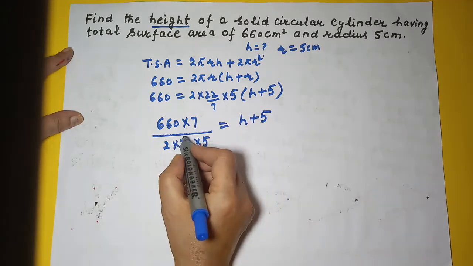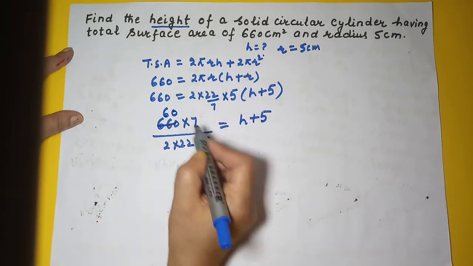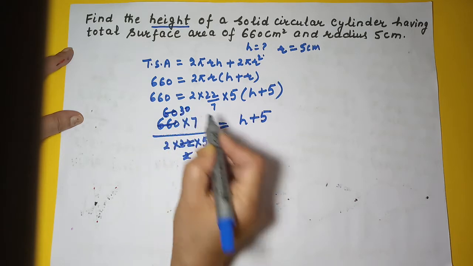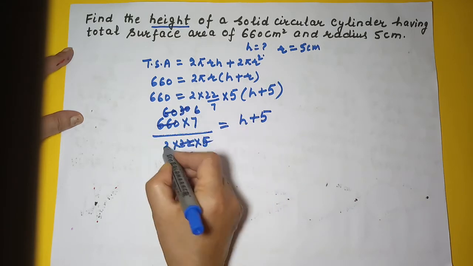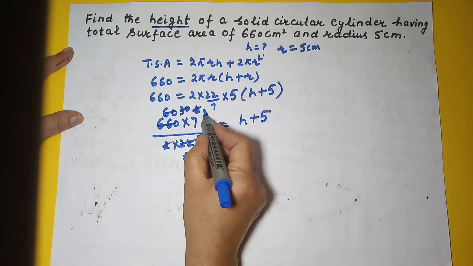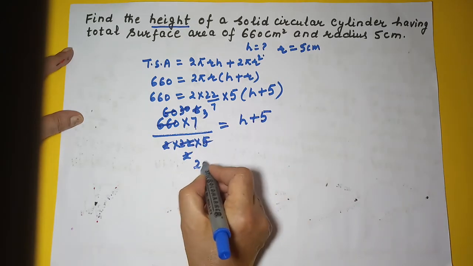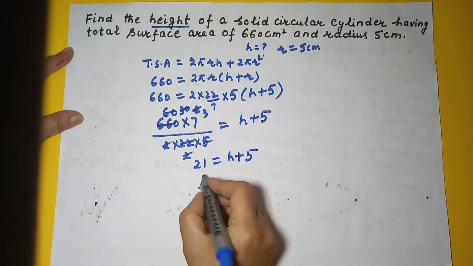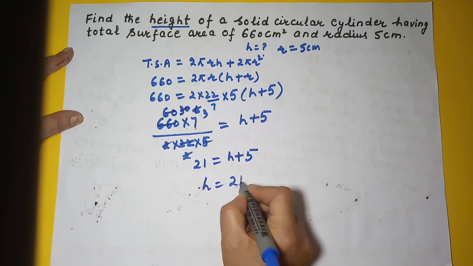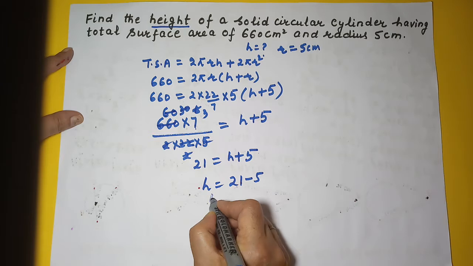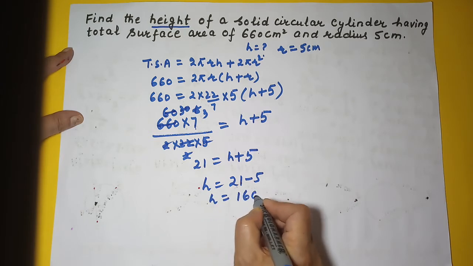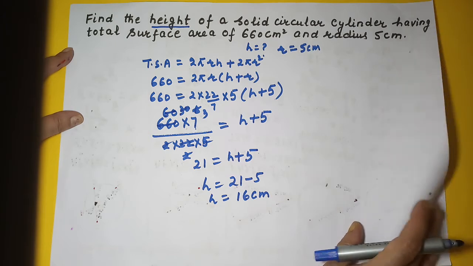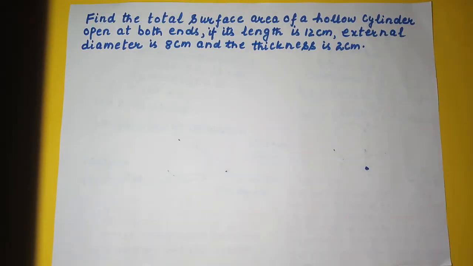Right? So 11 6s are 66, 11 2s are 22, 30s are 5 6s are 30, 2 3s are 6, 3 into 7 is 21, is equal to h plus 5, right? So what is your h now? 21 minus 5. So your h is equal to 16 centimeters, right? Okay. Now the next sum.